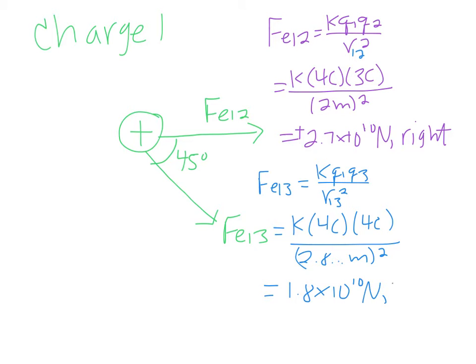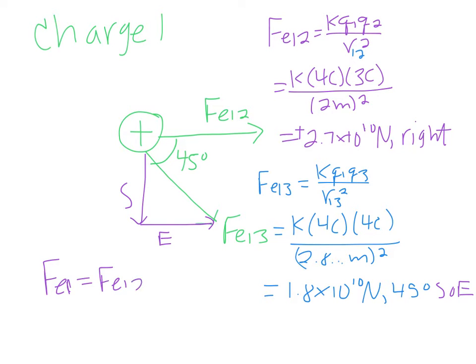And this direction is 45 degrees. And looking at the components, it goes down, so that's south, and it goes right, so that's east. South of east. So I know what each force is. So the force between 1 and 2, the force between 1 and 3. My total electrical force on 1 equals Fe12 plus Fe13.